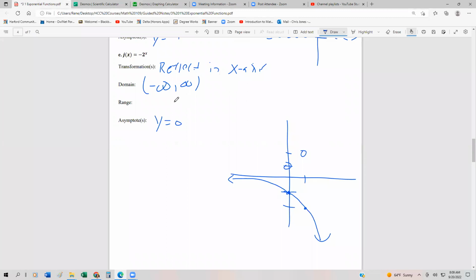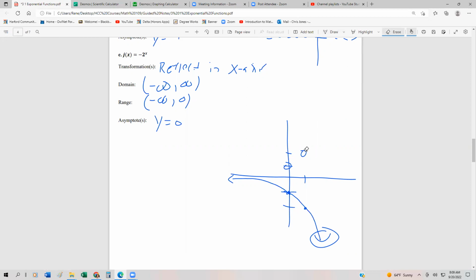And certainly those 2 points fall on the graph. So our range of this function, be careful, it's not going to be from 0 to infinity. It's going to be from -infinity to 0. So notice the function goes down forever, and then it's getting closer and closer to 0, but it's never going to get there.